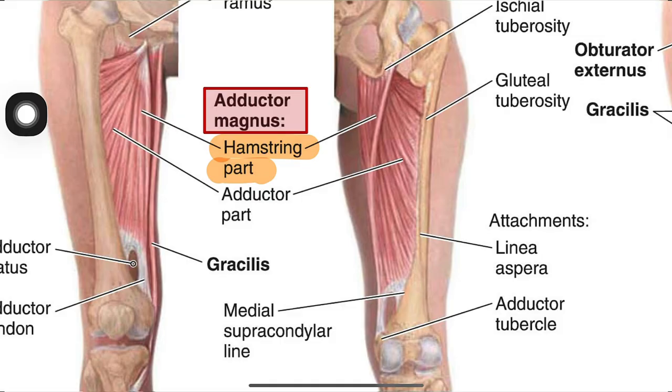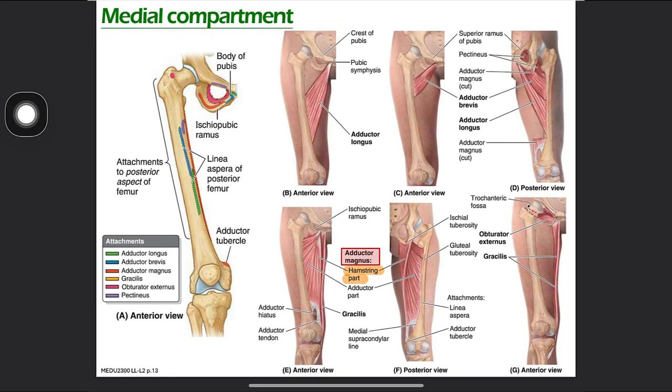This is one of the examples. Just like the pectineus, it receives both the femoral nerve and sometimes the obturator nerve. But this one, the majority of it belongs to the adductor group, but it does have a small part, which is a hamstring part, which follows the hamstring arrangement. We will touch on this again.